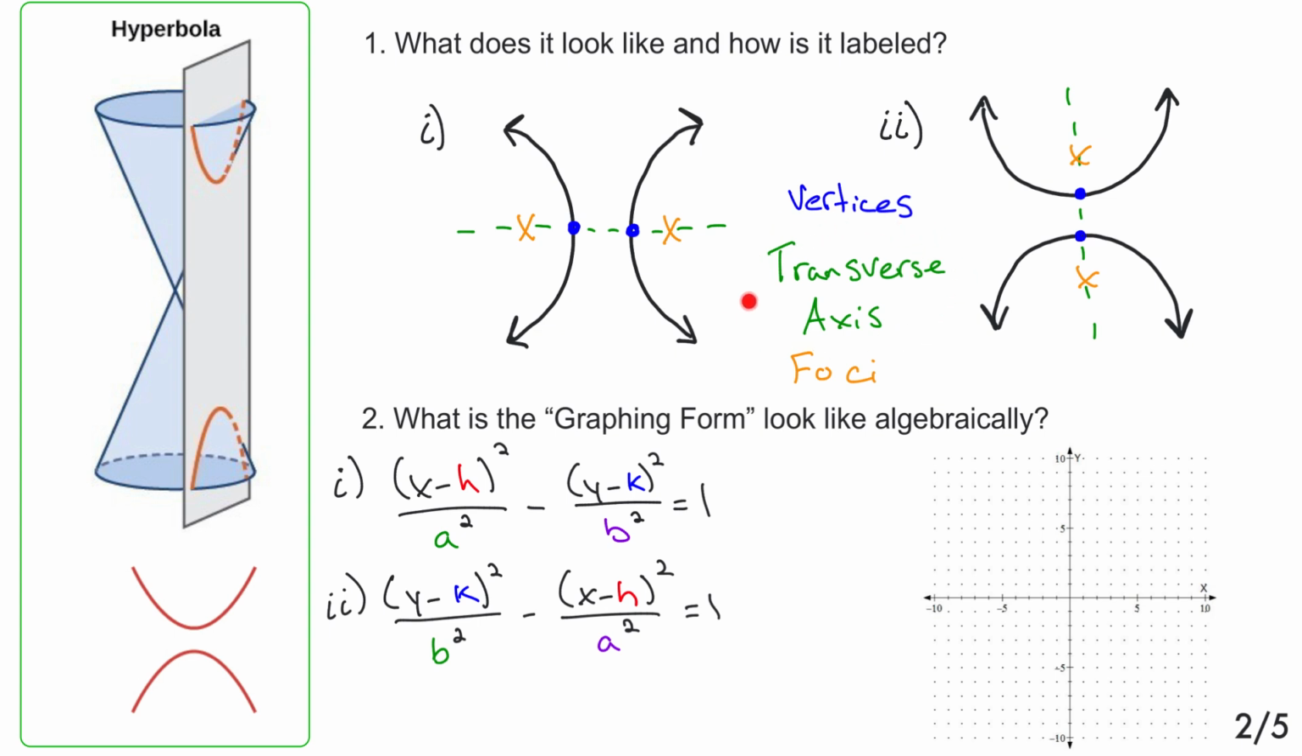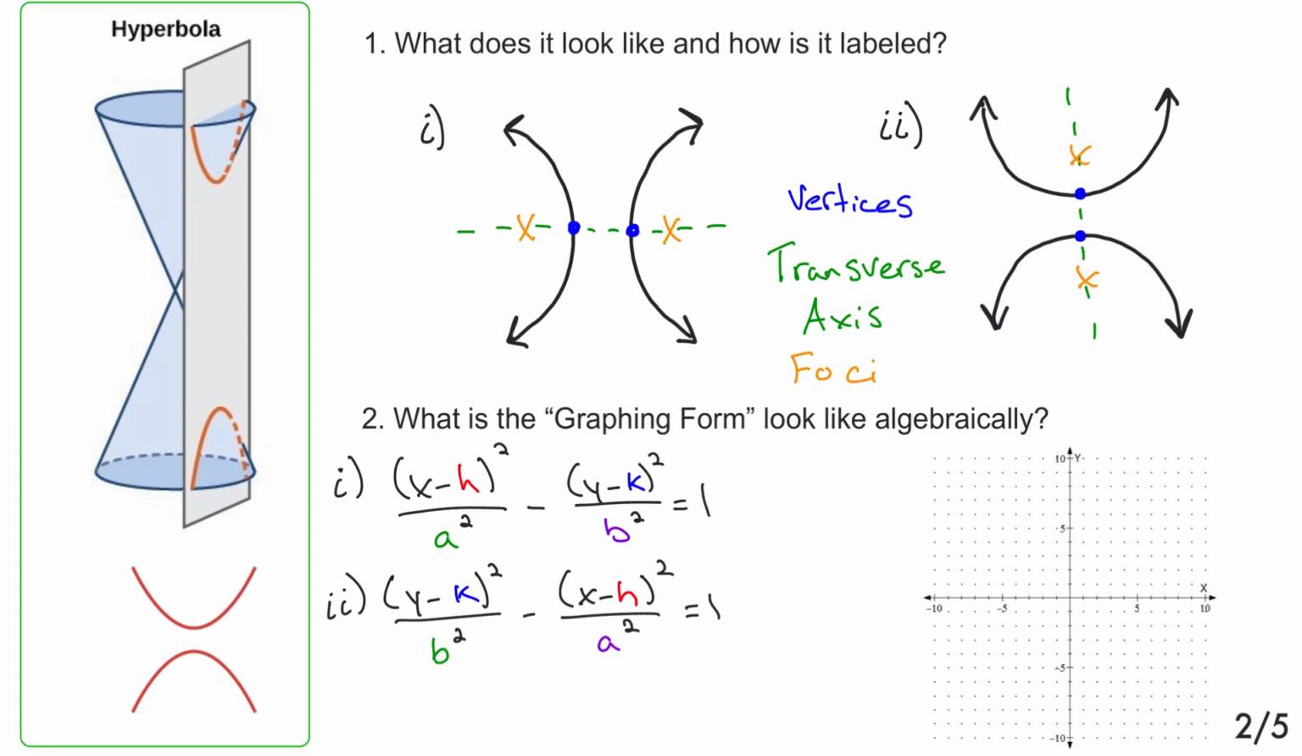The last thing to take note of is the colors that I chose, because remember the transverse axis, which I have in green, is determined by whichever term is first or positive. If the x value is first, meaning it opens in the x direction, then the transverse axis is going to be determined by the value underneath the x. But if we're dealing with a type 2 where the y term is positive, then the transverse axis is vertical and it'll be the b value.